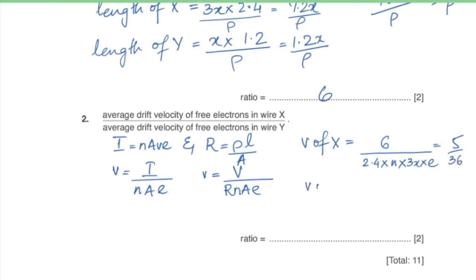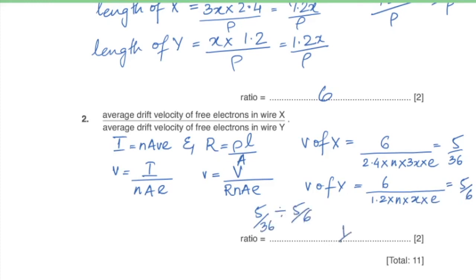Now the average drift speed in wire Y is equal to the voltage across wire Y, which was 6 again, divided by the resistance of wire Y, which is 1.2, times number density times the cross-sectional area, which I had considered x, times e. This is equal to 5 by 6. Now 5 by 36 divided by 5 by 6 gives me a ratio of 1 by 6.